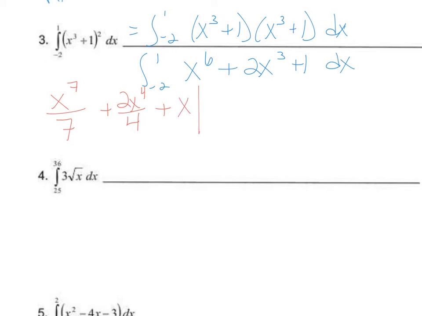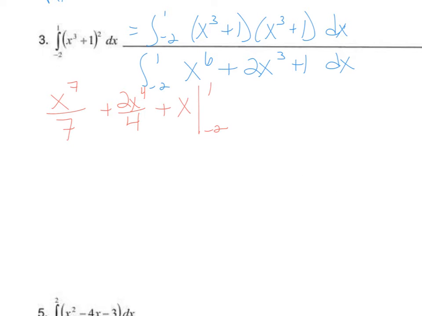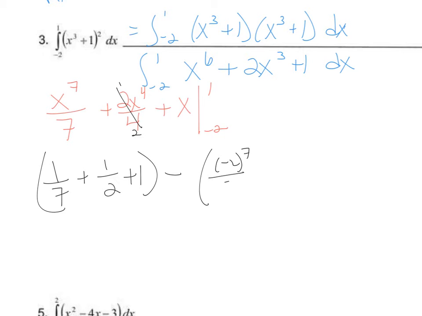For each term, we can plug in the 1 and the negative 2. So we get 1/7 plus, oh, these can reduce, 1/2 plus 1 minus, and then it's negative 2 to the 7th divided by 7 plus negative 2 to the 4th over 2 plus negative 2. And I would use your calculator to simplify each piece individually.